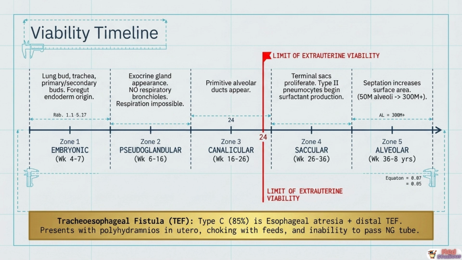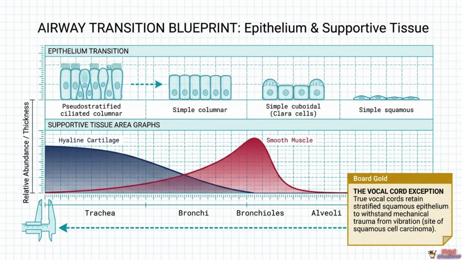As the airway progresses from the trachea down to the alveoli, both its epithelial lining and its supportive tissue undergo a predictable, gradual transition that explains a remarkable amount of respiratory pathology. The epithelium transitions from pseudostratified ciliated columnar in the trachea and bronchi to simple columnar in smaller bronchi to simple cuboidal containing Clara cells in the bronchioles, and finally to simple squamous in the alveoli, optimized purely for gas diffusion.